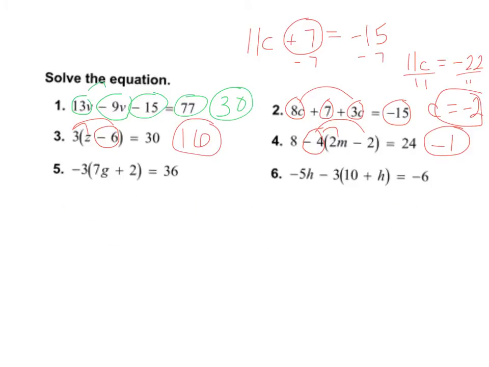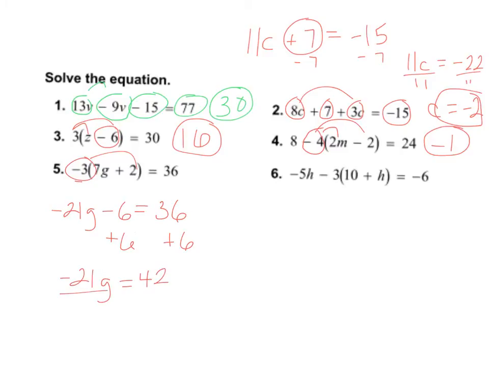Alright, number 5, we're going to distribute the negative 3. So I got negative 3 times 7g is negative 21g. Negative 3 times positive 2 is minus 6 equals 36. I'm going to get rid of this negative 6 by adding 6 to both sides. Negative 21g is equal to 42. Divide both sides by negative 21. That's going to give me g is equal to negative 2.